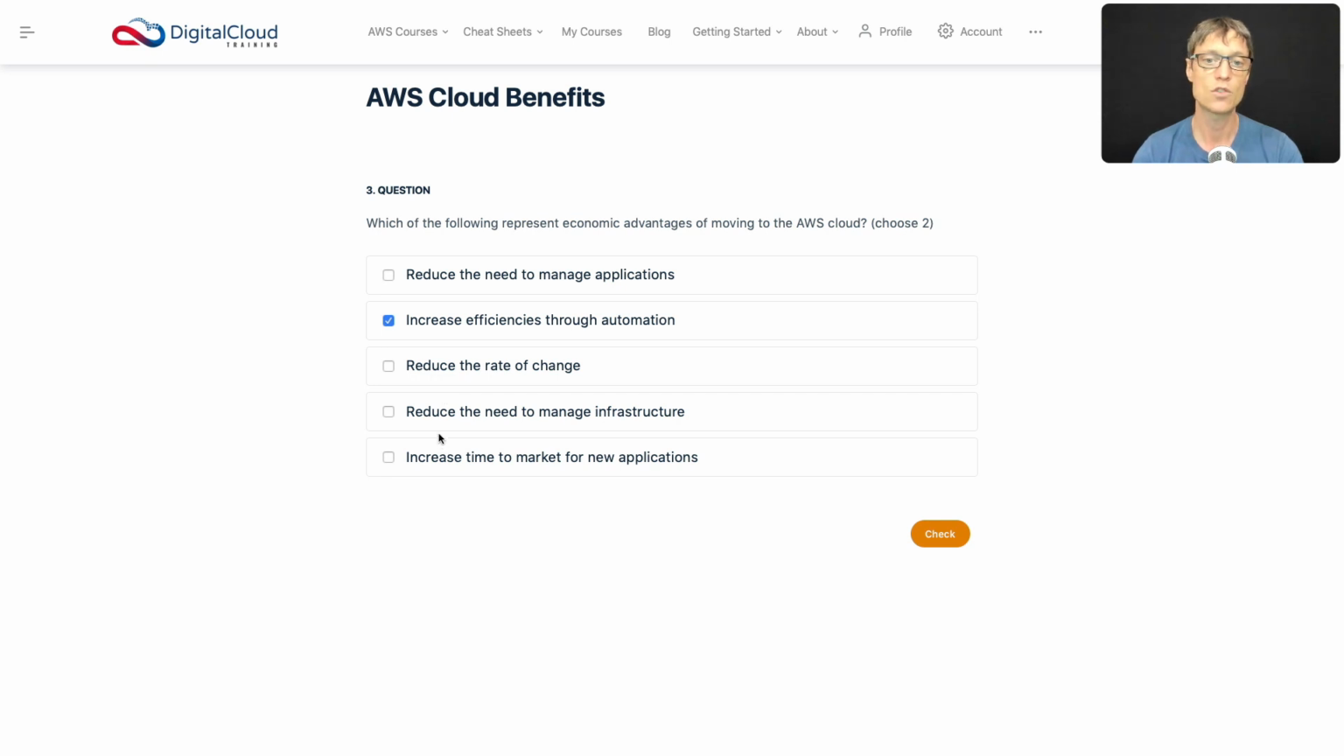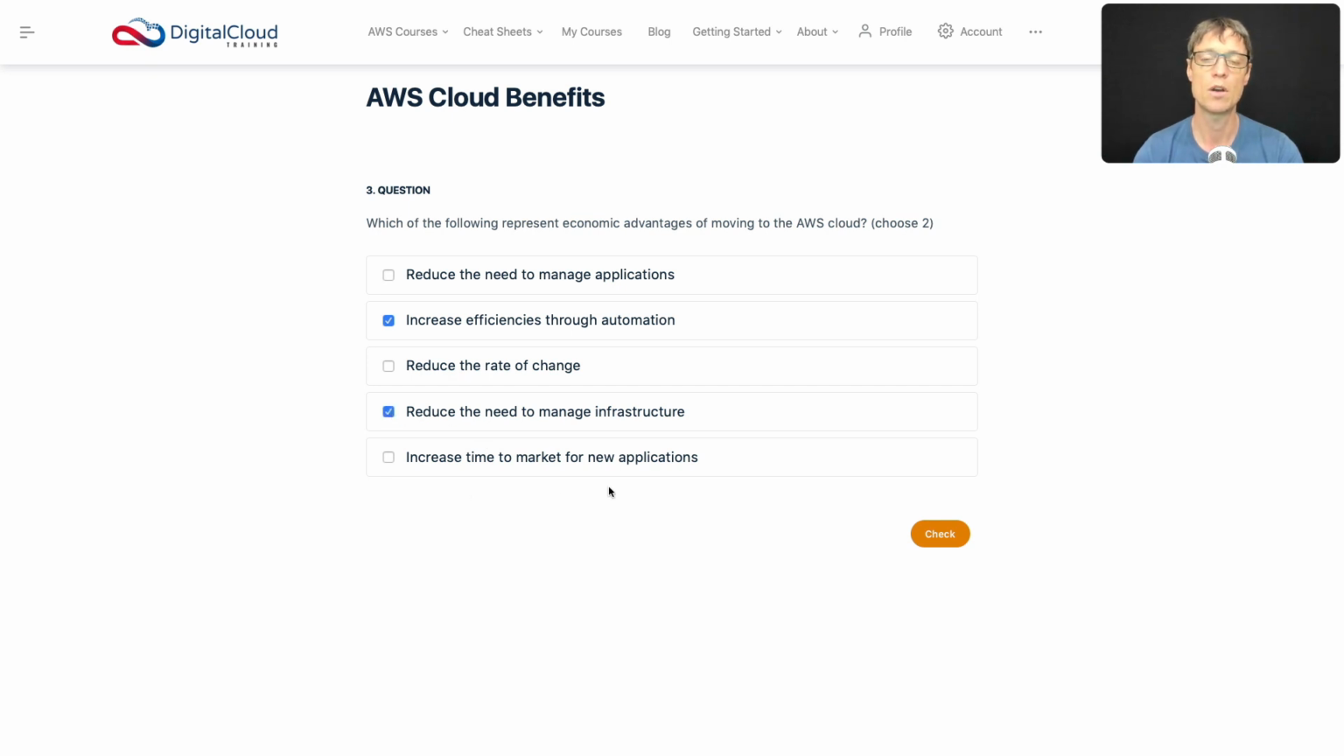Do you reduce the need to manage infrastructure? Well, that's a good one. So yes, absolutely. That is a benefit of the cloud. AWS build the data centers. They provide all the infrastructure to you. They build the servers and the storage and the network systems and databases and so on. And then you can leverage those. So you don't have to manage the underlying physical layer. So I like that one there.